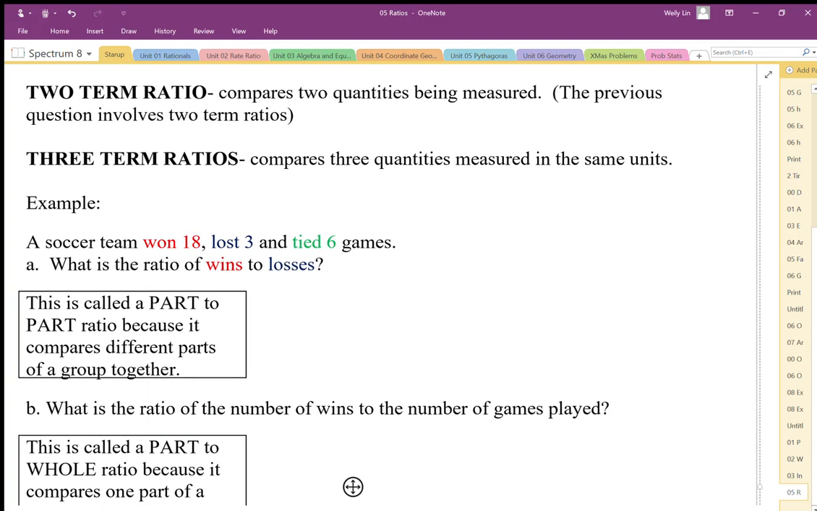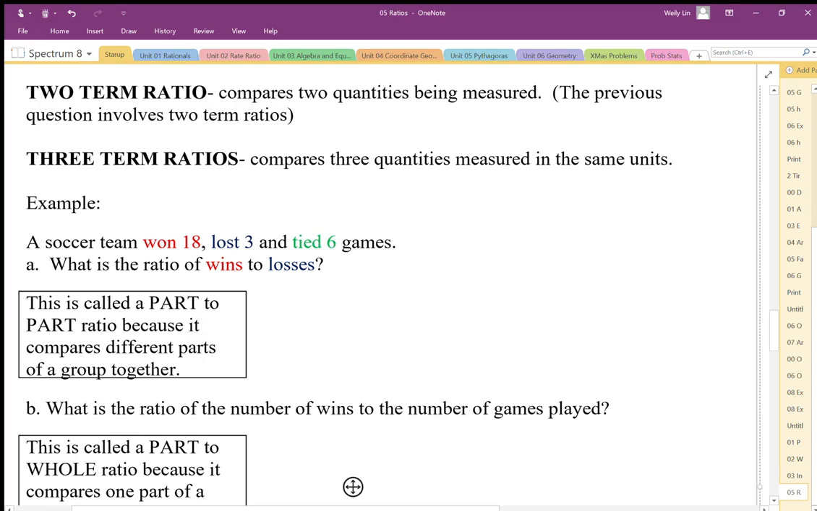So we've been working with two-term ratios so far, but there are some three-term ratios where we compare three quantities, and we can compare them and they have these times divide relationships. For example, we have a soccer team who've won 18, lost 3, tied 6 games.